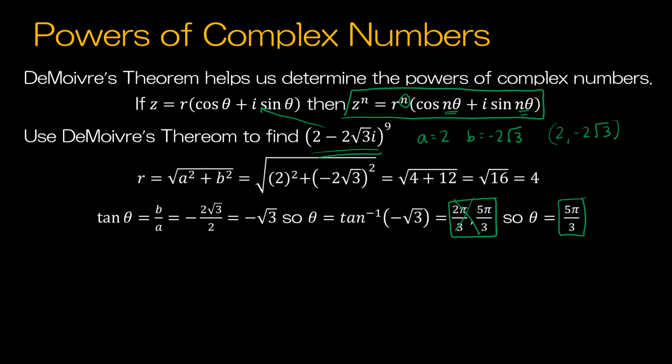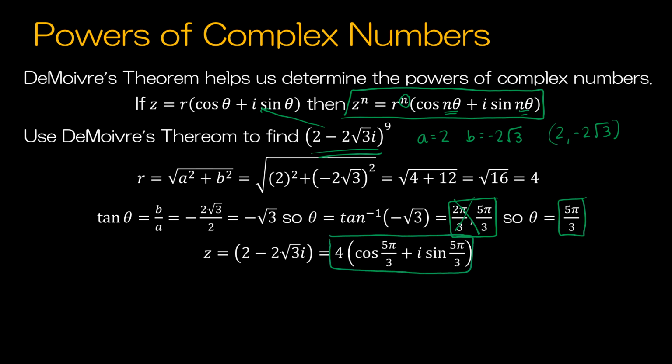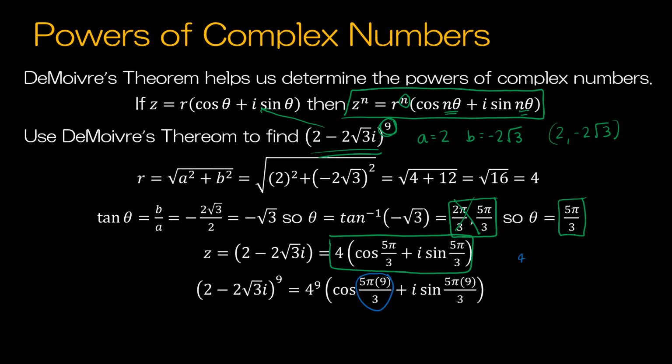From here, I'm just going to write it in the correct format first, and then I'm going to use DeMoivre's theorem. So I haven't even used DeMoivre's theorem yet. I've just rewritten it in the correct format, which is 4 times the cosine of 5 pi over 3 plus i sine 5 pi over 3. Now I'm going to use n as 9 because I'm finding this to the 9th power. So now I'm taking 4 to the 9th, and I'm taking cosine of 5 pi over 3 times 9, and 5 pi over 3 times 9 again for sine. And then remember, this would be 45 pi divided by 3, which is 15 pi.